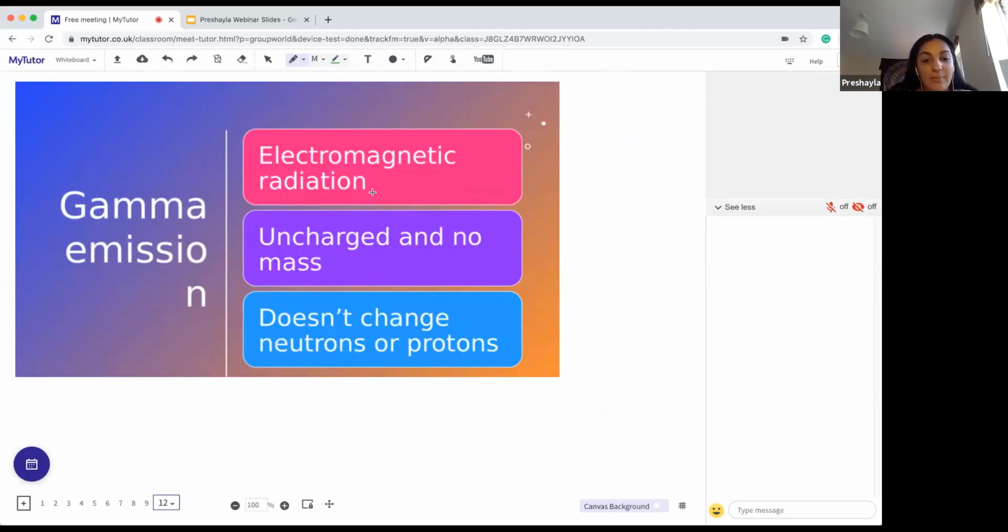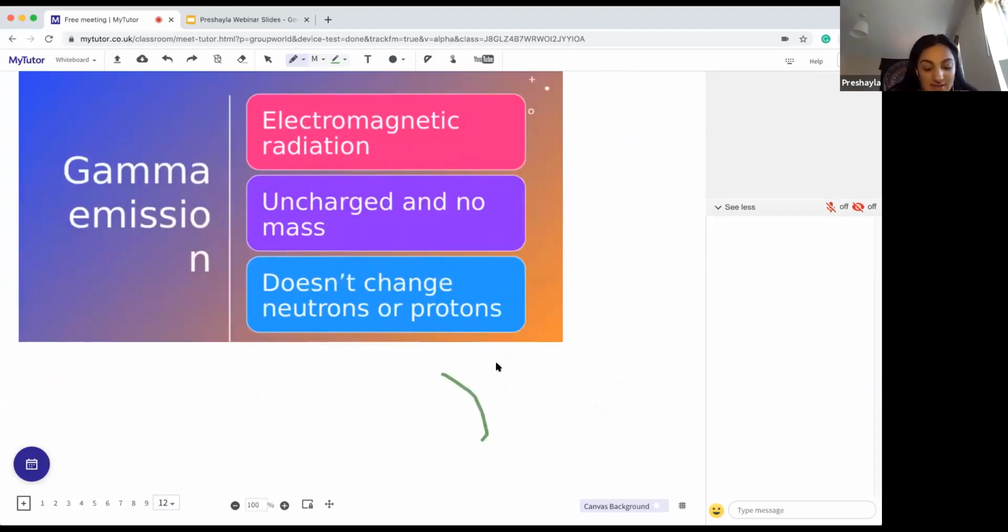So it might look like this in a diagram, this is gamma, 0. Okay, so this gamma, like an upside down fish, 0 and 0, no charge, no mass, nothing. It doesn't change the number of protons and neutrons, it's simply a wave of gamma electromagnetic radiation.